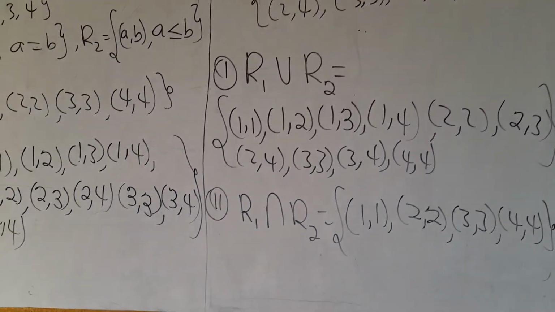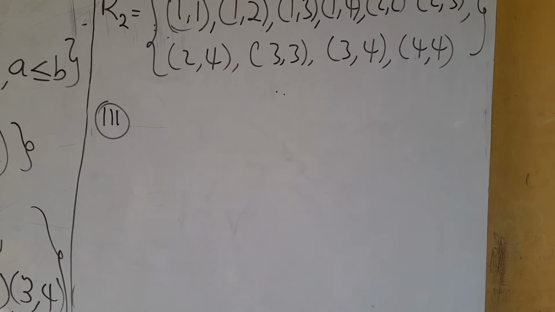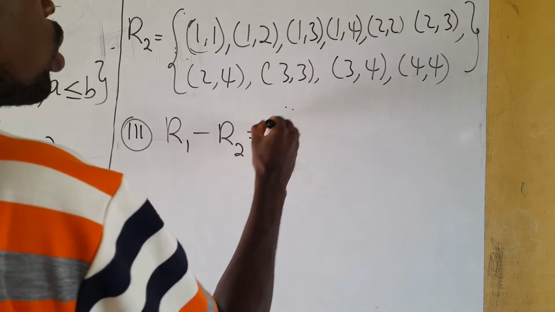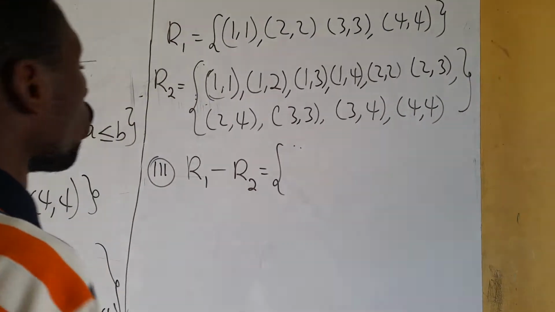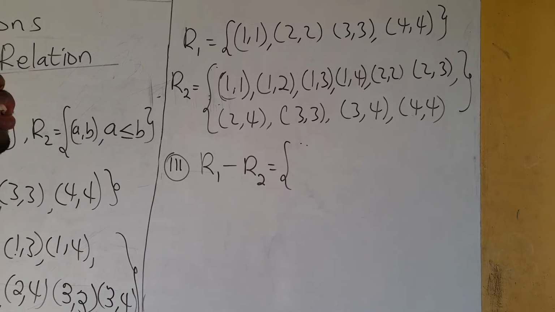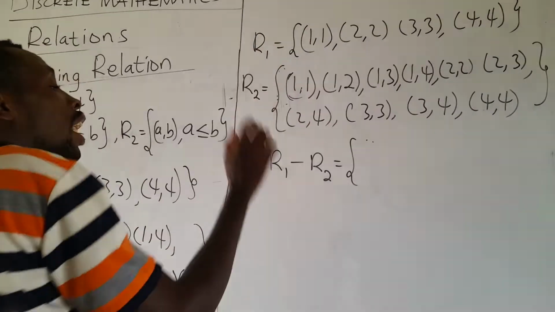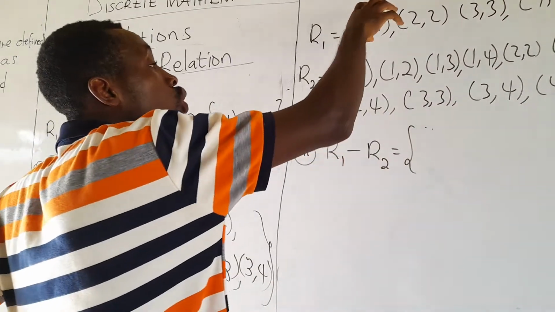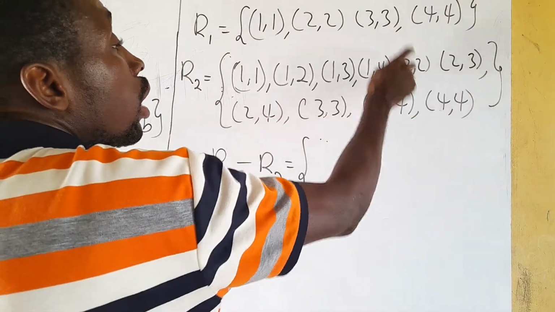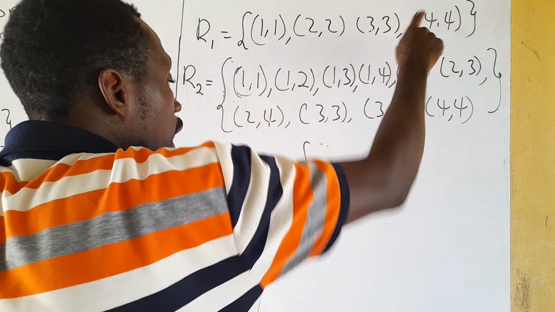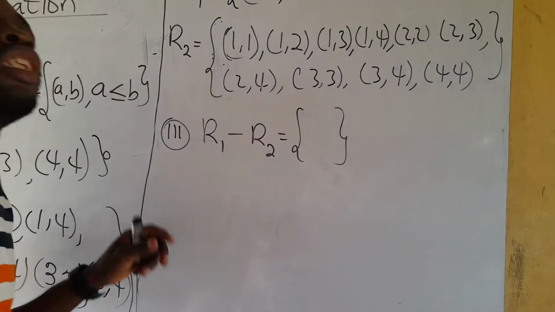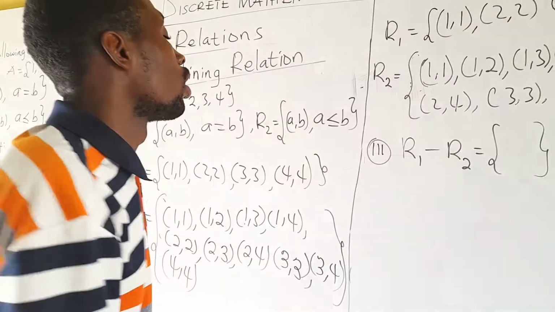Now let's solve the rest. So we find the third one, R1 difference R2. The difference between the two. So what is that? The elements that are in R1, but they are not in R2. That's the meaning. So the other pairs that are in R1 but not in R2. So 1, 1 is here, 2, 2 is there. 3, 3 is here. 4, 4 is here too. Then we can say our R1 minus R2 is an empty set. There is no such difference.